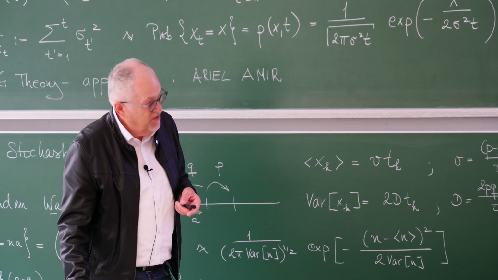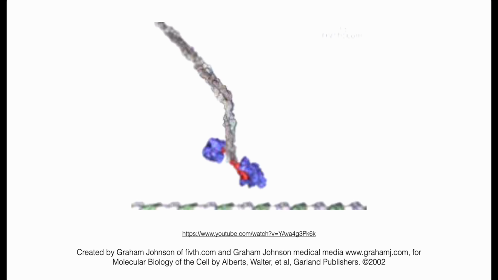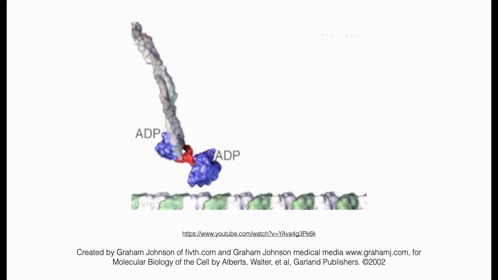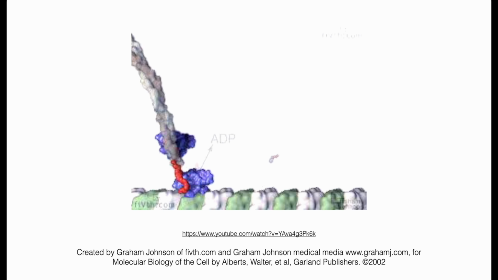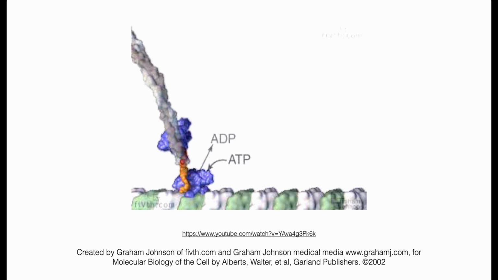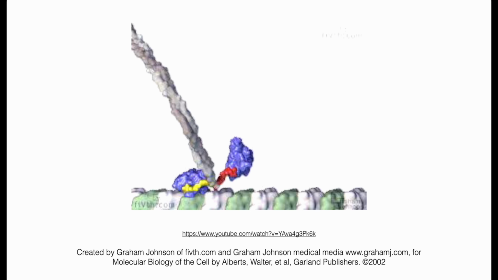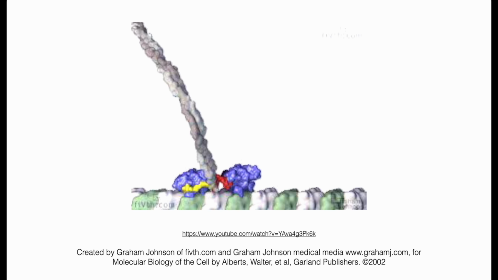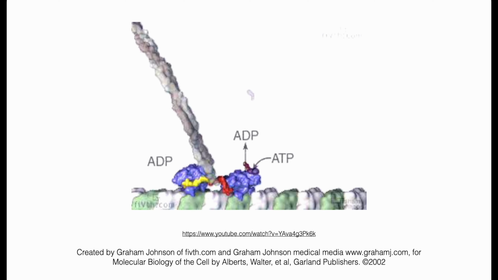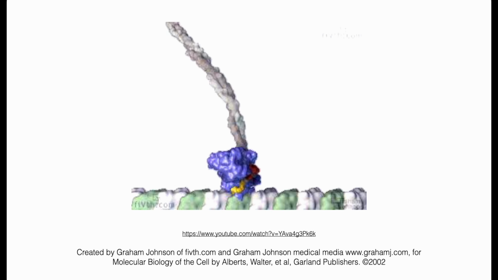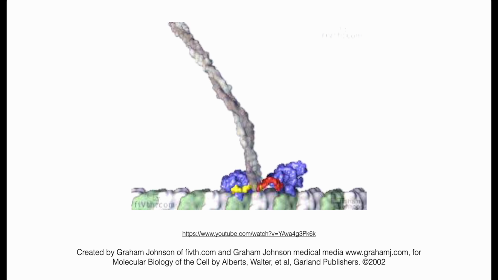And here this is a cartoon movie. It's created by the people that you see here on the bottom. And here you can see what happens. So these are these two heads or legs of the kinesin motor. It's an artistic view. You have an exchange of ADP through ATP. Then you have a conformational change of the motor heads. Then you have hydrolysis happening on the back. You have exchange of ATP and ADP in the front. And this repeats and repeats. And by that, this molecular motor moves forward.